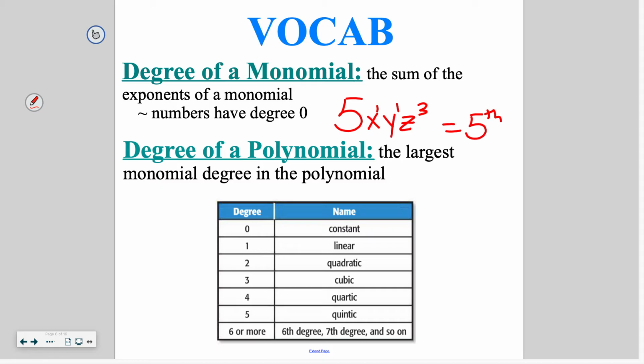And then when you have a degree of a polynomial, you look at each monomial individually and pick out the biggest one. Some of the degrees have special names. The important part is that you understand the number part. The names are not quite as important, but you need to know what those numbers mean.